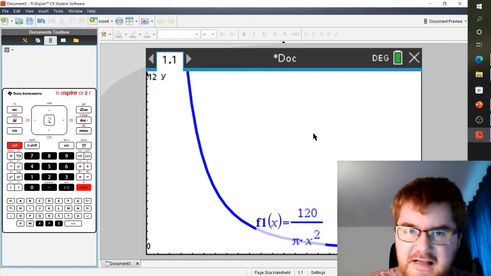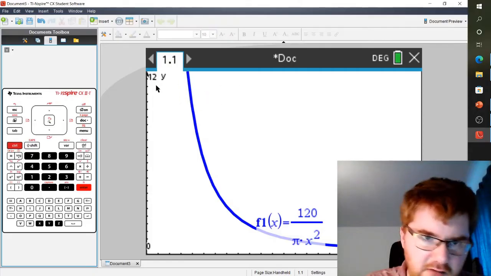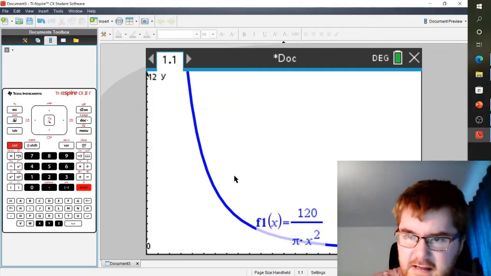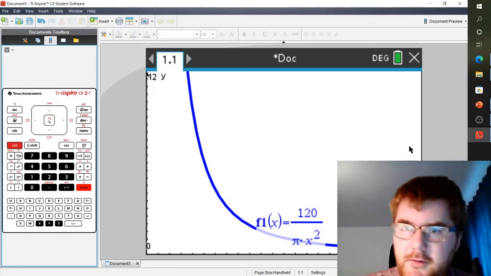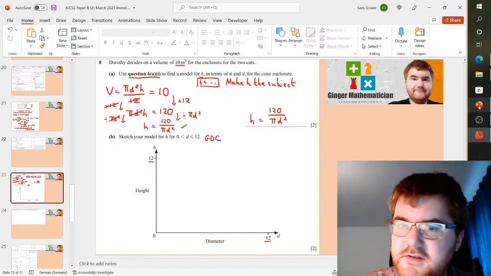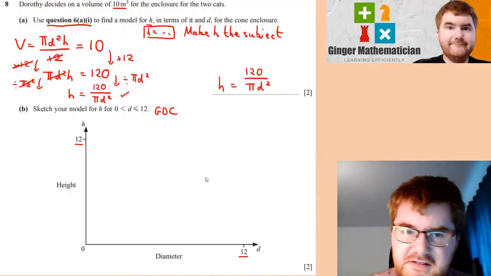So all we need to do is sketch that. Notice it starts over here. It doesn't start right over here, but it starts here. And then making sure we don't touch the axis at the bottom. So we're going to sketch that across, doing our best sketch that we can.